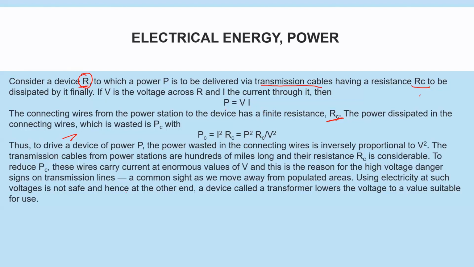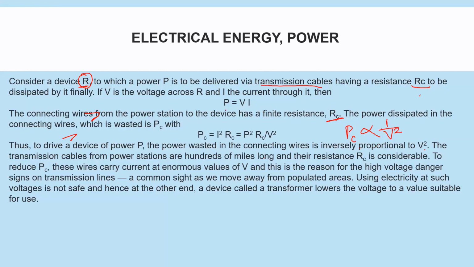So we can say that to drive a device of power P, the power wasted in the connecting wires is inversely proportional to V square. That means PC, the power that is being lost in the transmission cables or the connecting wires, is inversely proportional to the square of the voltage.